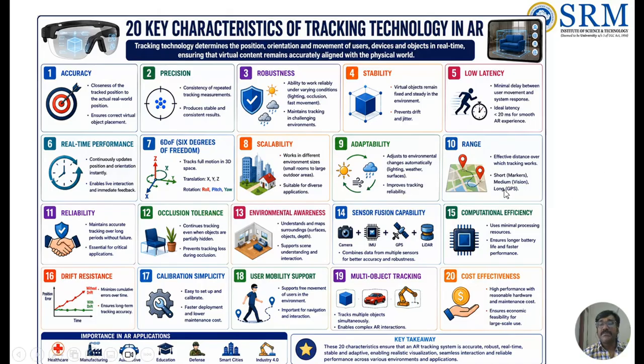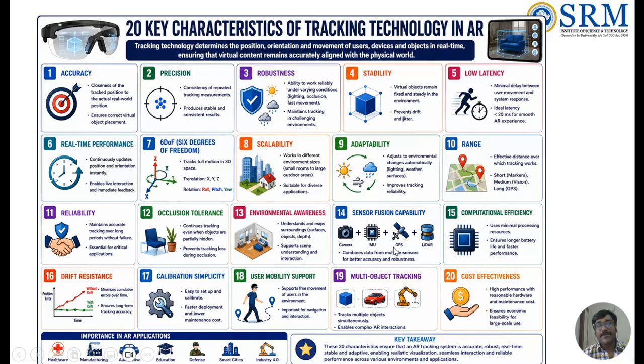Range: the effective distance over which tracking works. It may be short, medium, and long range. Reliability: maintains accurate tracking over a long period without failure. Occlusion tolerance: continuous tracking even when the objects are partially hidden, preventing tracking loss during occlusion. Environmental awareness: understanding the maps, surrounding surfaces, and objects' depth perception. So these things are involved in environmental awareness. It supports scene understanding and interacting with the real world.